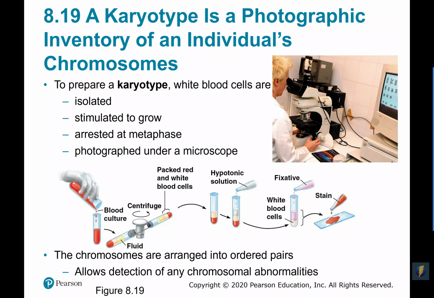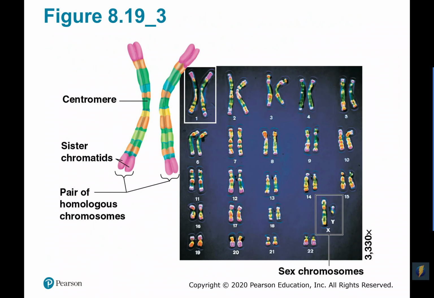And then you use a microscope to photograph them, typically in ordered pairs, and by arranging them in this very specific pattern, we can look at whether there are any abnormalities present in either the number or structure of the chromosomes. So here you can see here's our sister chromatids, here's our pairs of homologous chromosomes, and here's the karyotype. And you can see here's chromosome 1, 2, so on and so forth. And here are our sex chromosomes, so XY, right? That determines your sex, whether you are male or female.